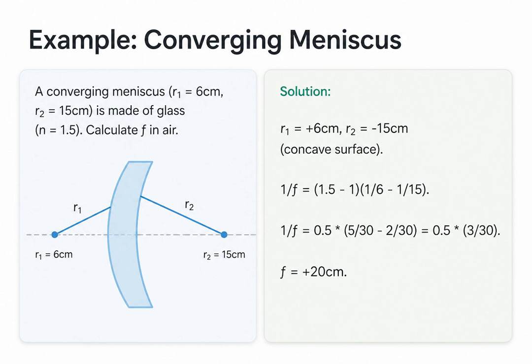Let's calculate the focal length of a converging meniscus made of glass with a refractive index of 1.5. The convex surface has a radius of 6 centimeters, so R1 is positive 6. The concave surface has a radius of 15 centimeters, so R2 is negative 15. Plugging these into the lensmaker's equation, we find the focal length in air is positive 20 centimeters.